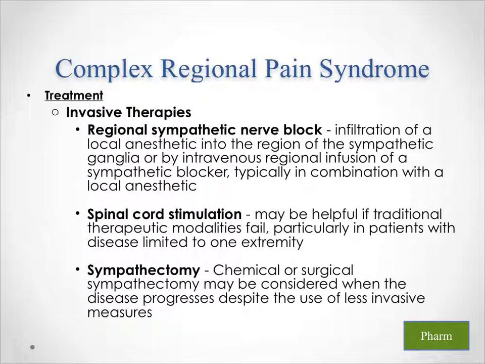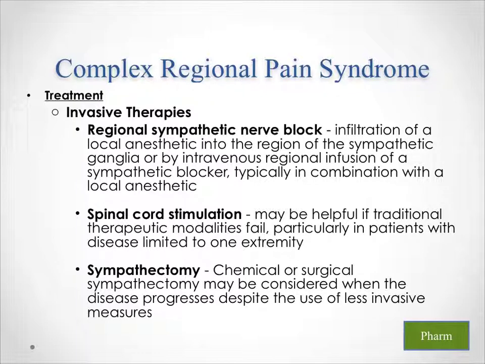Regional sympathetic nerve blocks can be performed with either a local anesthetic or some type of an intravenous infusion. This tends to be limited though and only gives you temporary relief. Spinal cord stimulation is also an option. It can be helpful in patients who have failed other treatments up to this point, and it tends to benefit patients more who have this syndrome limited to one extremity.